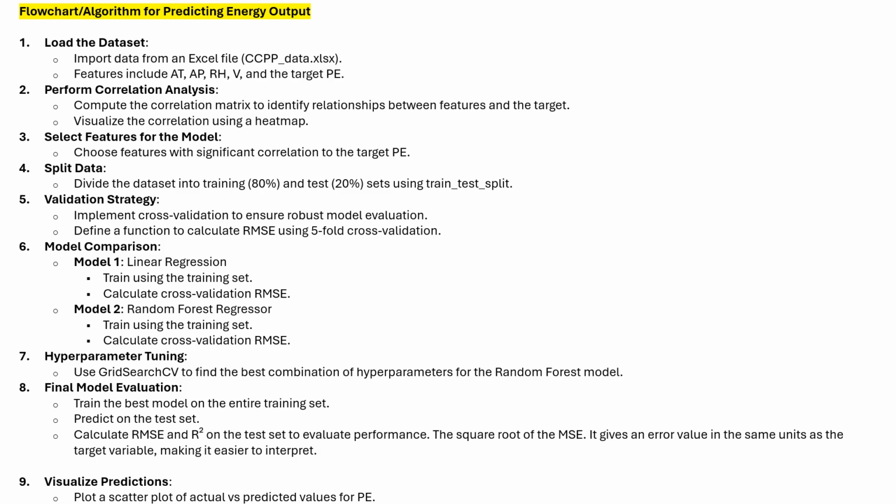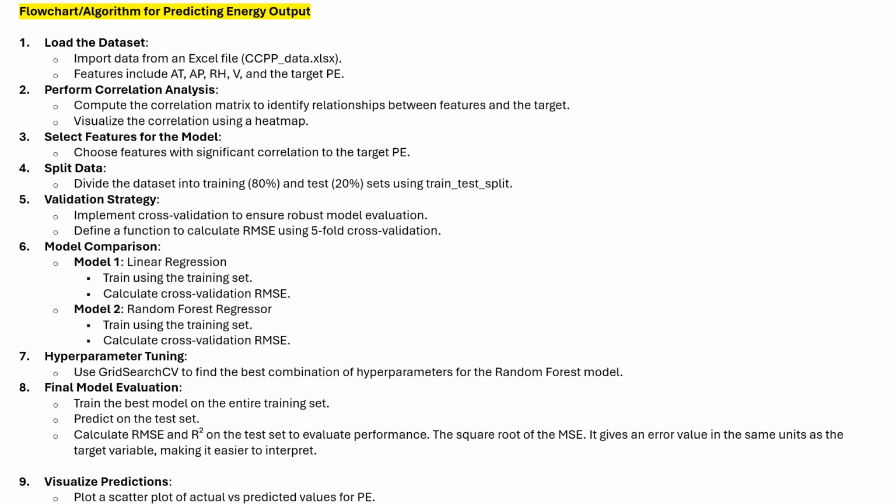Next is splitting the data into training and test at 80 and 20% using a train test split. The fifth step is the validation strategy, where we implement cross validation to ensure robust model evaluation. Since we have a very small data set, we have to do this. Also, we define a function to calculate the root mean square error using 5-fold cross validation.